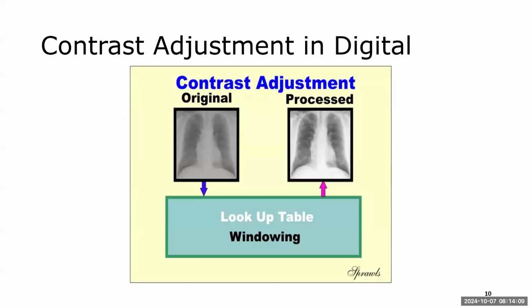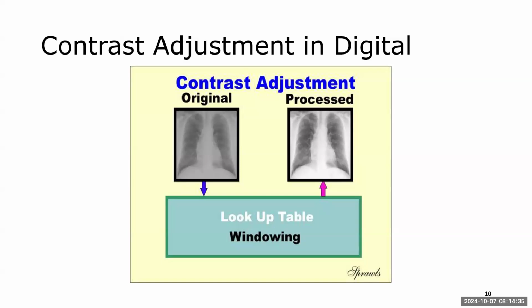With digital imaging, there are different algorithms and software functions that adjust the contrast or have an effect on the displayed contrast. And when we say the displayed contrast, we mean the actual contrast on the display monitor of the image.